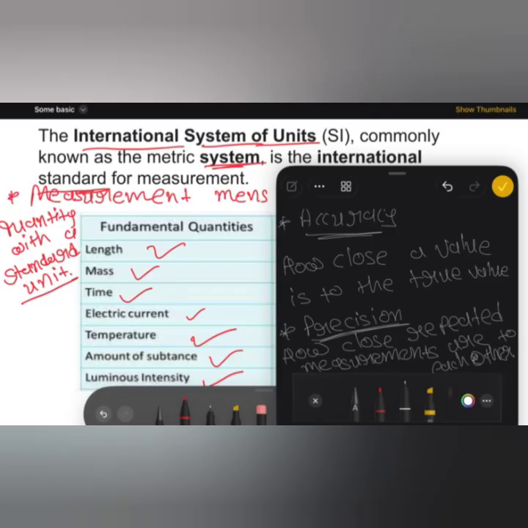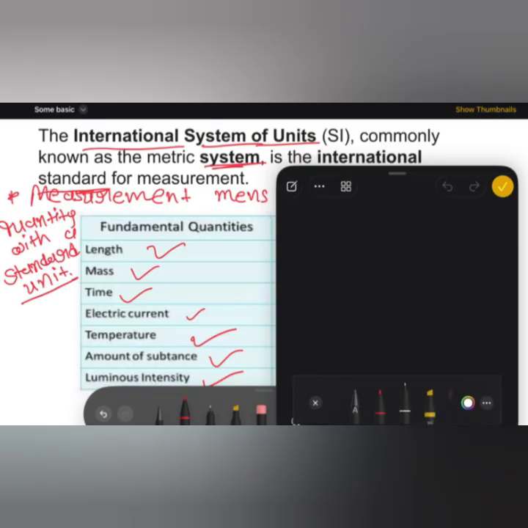Types of error. There are two types of error. The first type is systematic error, and the second is random error. Both types of error can be reduced by using proper instruments and repeating measurements. Also, we can correct our errors and minimize them.